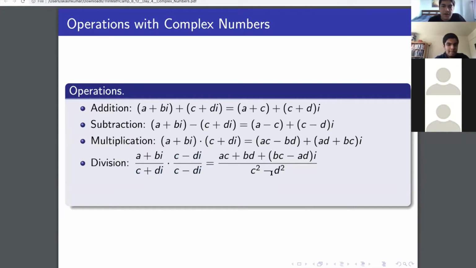the denominator actually becomes c squared minus d squared. And the reason we like that is because the thing that was annoying us in division is how we had an i in the bottom. And we really want that. We just want the i on the top.